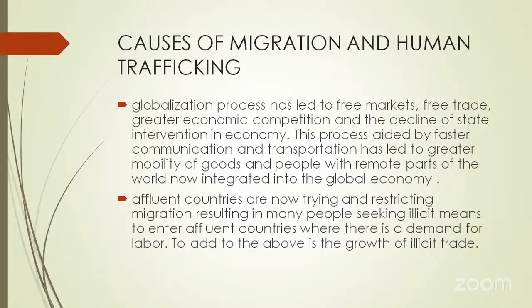Faster communication and transport led to greater mobility of goods and people. And with affluent countries trying to restrict migration, people seek illicit means, and there is growth of illicit trade. And that is why the problem of human trafficking is not stopping. And then, as I was saying, the demand for cheaper things. Now, cheaper things can only be done by cheaper labor. Cheaper labor is something that you force, because no person willingly will do cheap work.